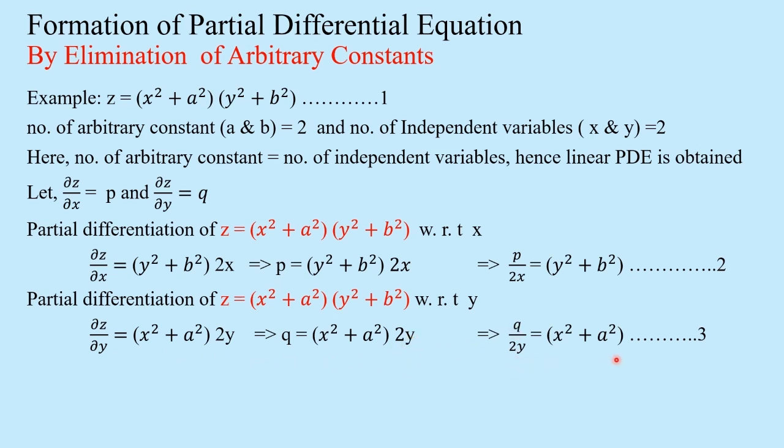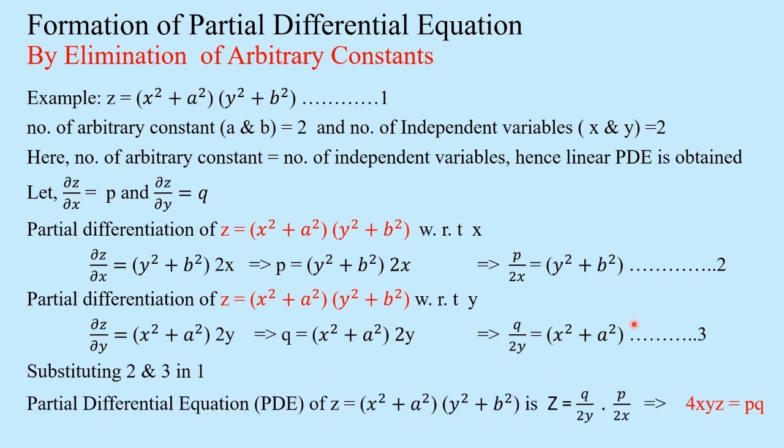Now substitute the values of 2 and 3 in equation 1. That is equation 1. Here x square plus a square, that is this value, is equal to q by 2y. So q by 2y we have written. Then y square plus b square, this value we are writing as p by 2x. Now multiplying this 2 and bringing it here, we get 4xyz is equal to pq. This is the required PDE.